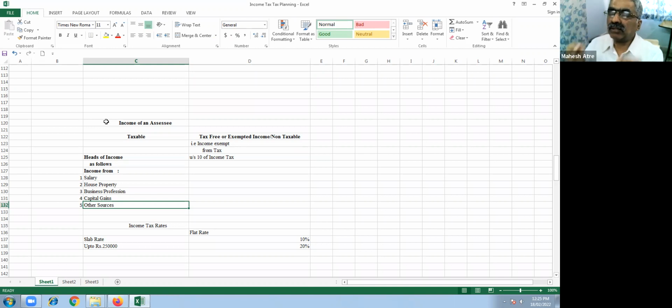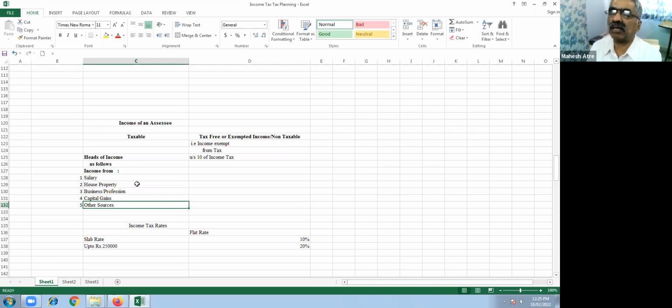So please note that even though the whole income is going to be taxable, it is necessary, it is compulsion on the part of the person who is going to calculate the tax, first of all, to divide the income under the five heads of income. Please note, the income is divided under the five heads: the first one is income from salary. Second one is income from house property. Number three is income from business or profession. Number four is capital gain.